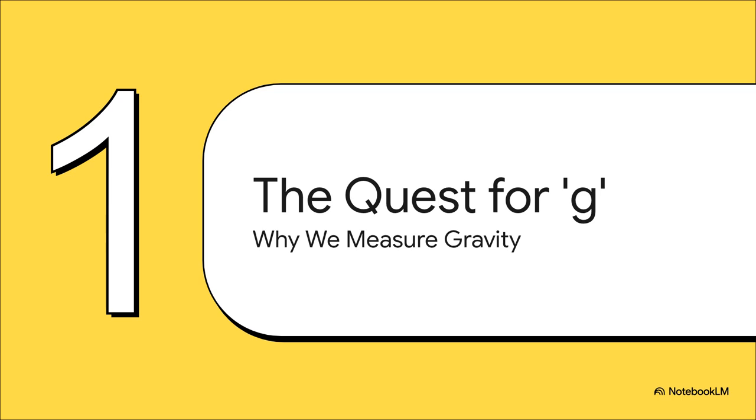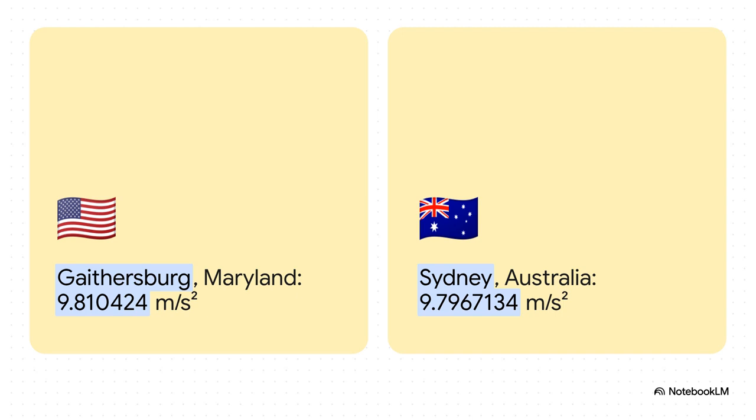You might be wondering why go through all this trouble, right? Well, measuring G is a classic, a rite of passage in physics. It's how we prove a fundamental truth, that things in freefall speed up at a totally constant rate, all thanks to gravity. And here's something that's really cool. G isn't some fixed number that's the same everywhere. Nope. It actually changes a tiny bit depending on where you are on Earth. Take a look. Gravity's pull in Maryland is just a hair stronger than it is in Sydney, Australia. Our whole goal today is to find out what it is precisely for our location.